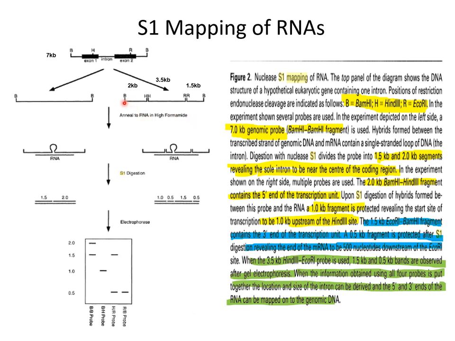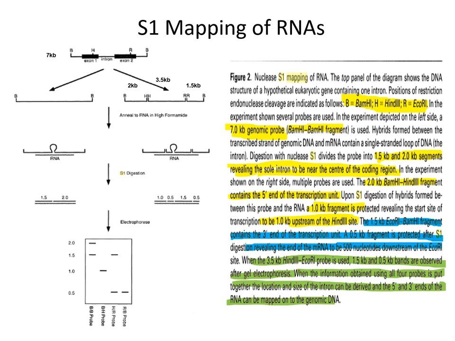Similarly, you can use other probes. There are three probes here. One is from BamHI to HindIII, which is 2 kb. Another probe is from HindIII to EcoRI, which is 3.5 kb. Another probe is from EcoRI to BamHI, which is 1.5 kb. So you hybridize to the RNA fragment again in here. This region you'll see again is single-stranded, and you'll see that here also the RNA fragment has an overhang.